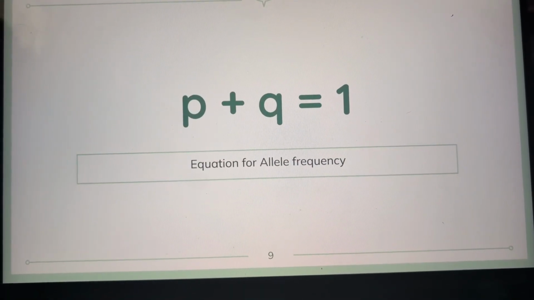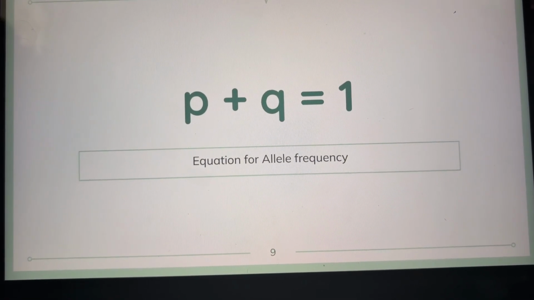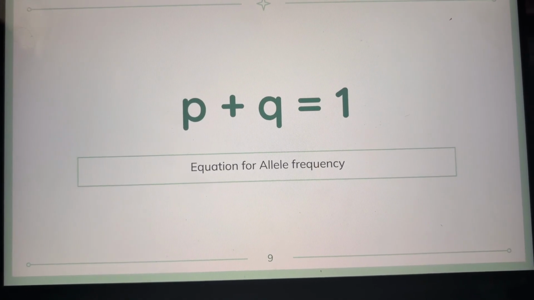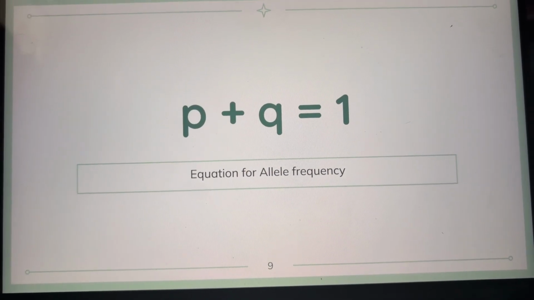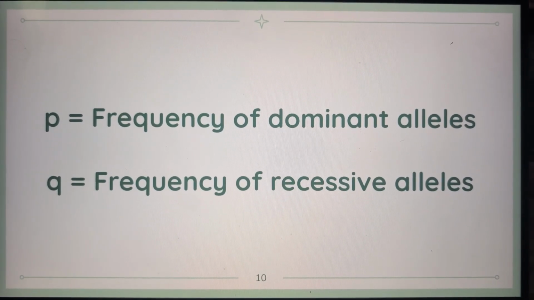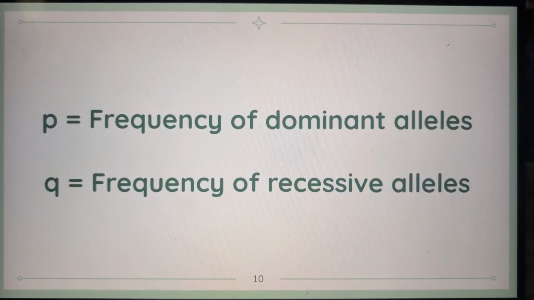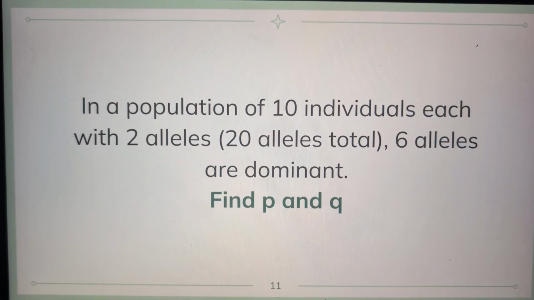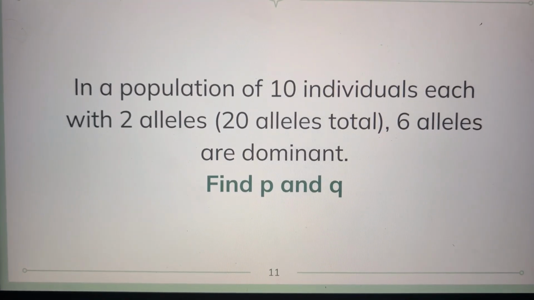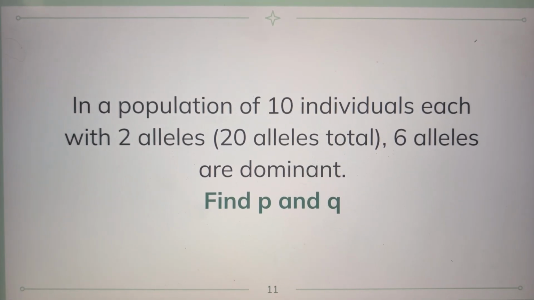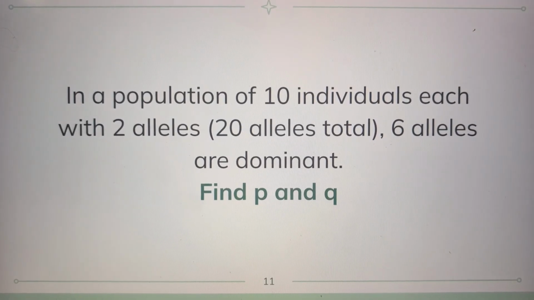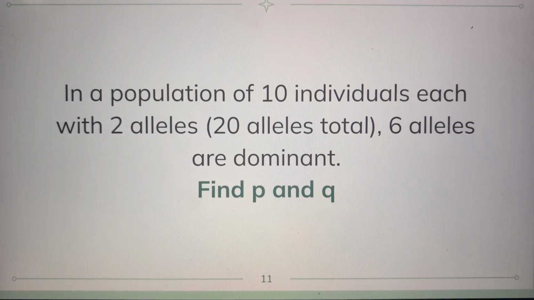Our first equation is p plus q equals 1. This is the equation for allele frequency, to calculate the percentage of dominant and the percentage of recessive alleles in a population. p is the frequency of dominant alleles, and q is the frequency of recessive alleles. Assume we have a population of 10 individuals. Each individual has a set of 2 alleles, which means there's 20 alleles total in the population. 6 of those alleles are dominant. We will find p and q.